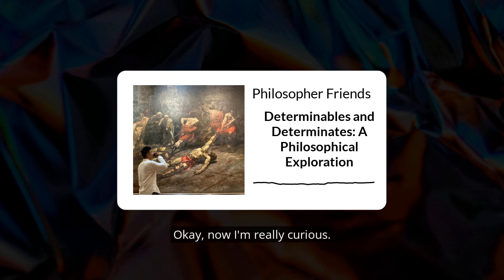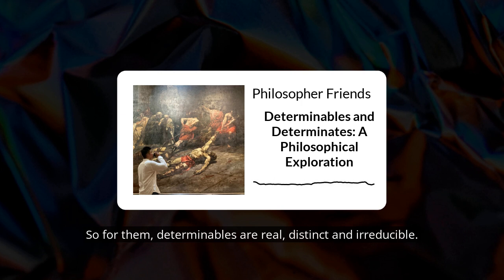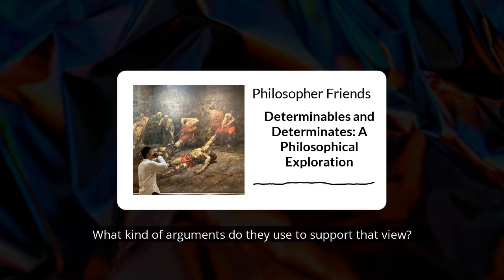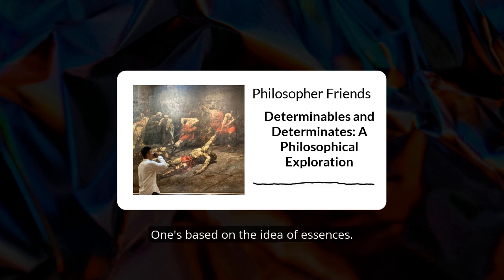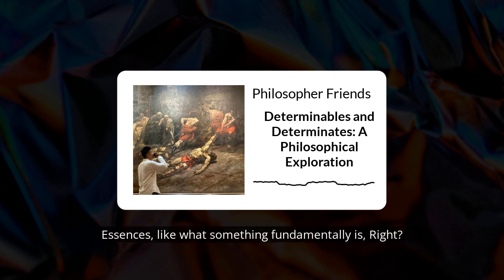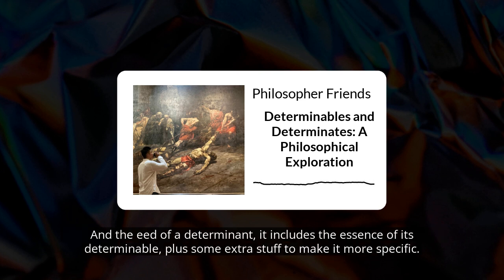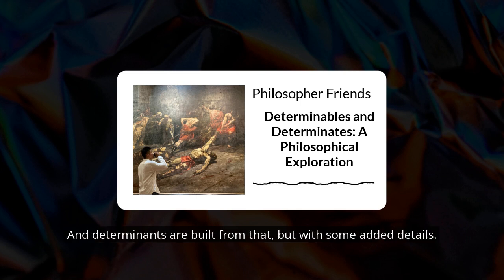Okay, now I'm really curious. So for them, determinables are real, distinct, and irreducible. What kind of arguments do they use to support that view? The source talks about a few different non-reductionist accounts. One's based on the idea of essences. Essences, like what something fundamentally is. Right. They say determinables have their own unique essence, a core set of features that makes them what they are. And the essence of a determinant includes the essence of its determinable plus some extra stuff to make it more specific. So each determinable has its own blueprint, and determinants are built from that, but with some added details. Right. That makes sense to me.